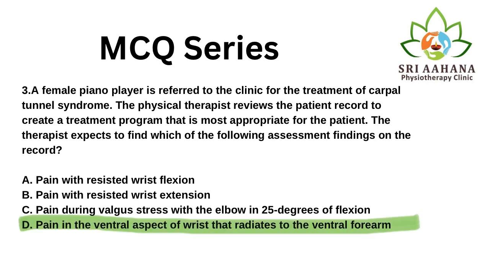The correct answer is D. Carpal tunnel syndrome is characterized by pain in the ventral aspect of the wrist that radiates to the ventral forearm. Option A is a finding in medial epicondylitis. Option B is characteristic of lateral epicondylitis. And C indicates injury to the ulnar collateral ligament.